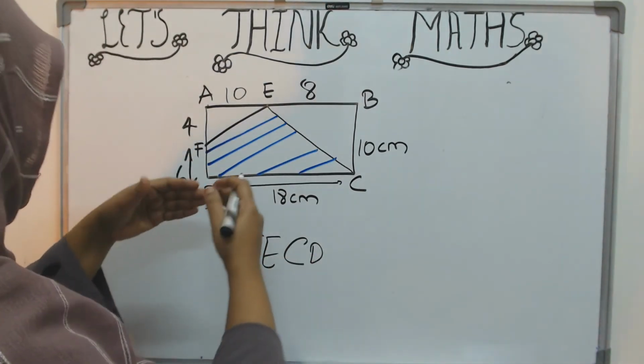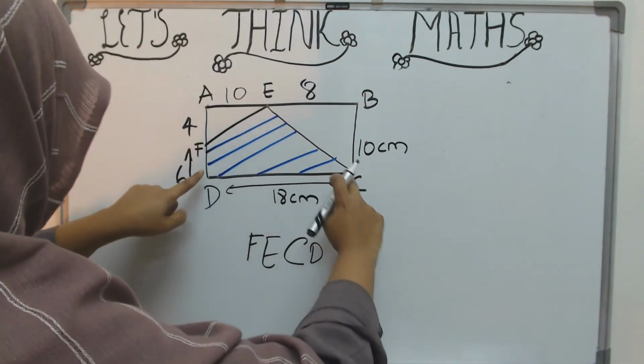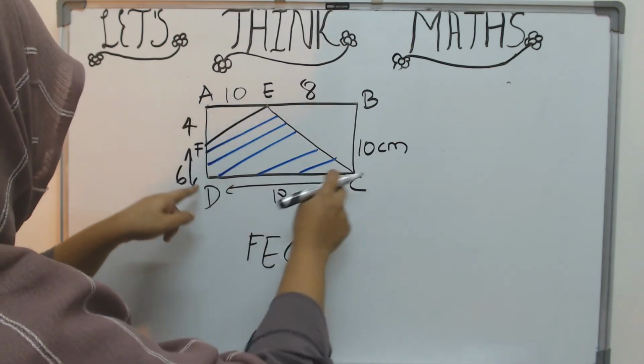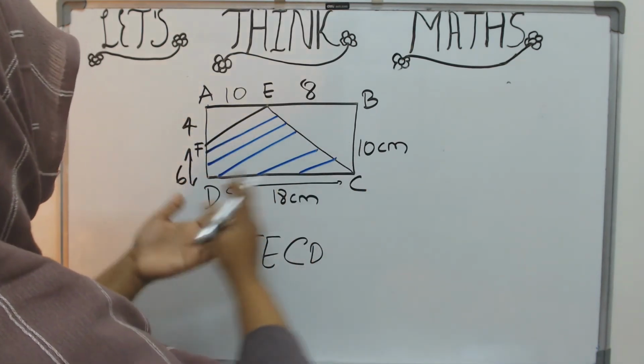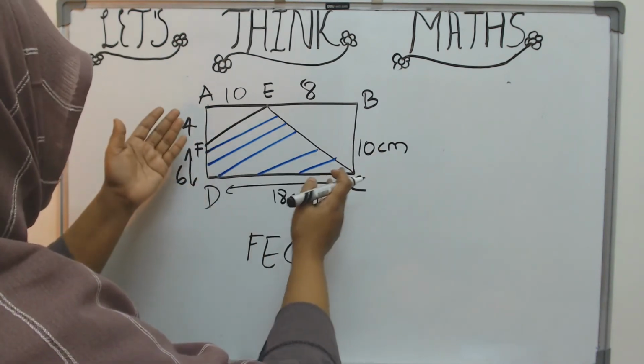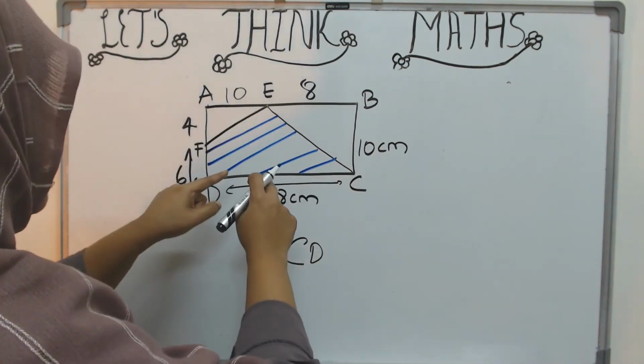Now it is not anything that we have learnt. It is not a triangle. It is a four-sided figure, but it is not a parallelogram. It is not a rectangle. It's not anything we know. But what do we know? There are other figures that we know.